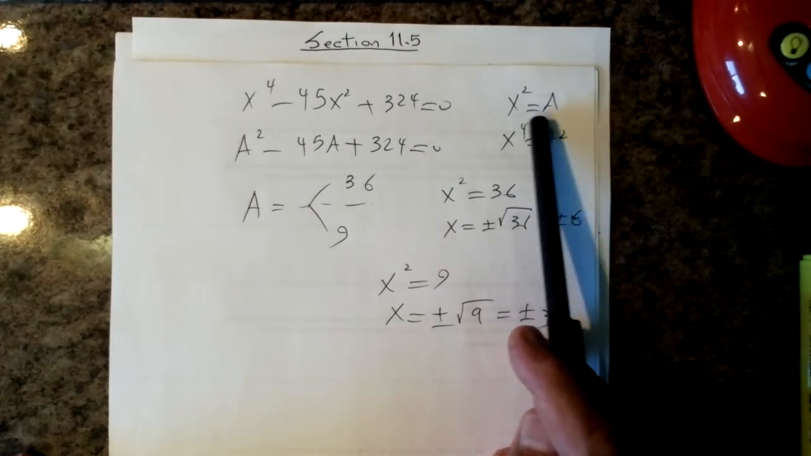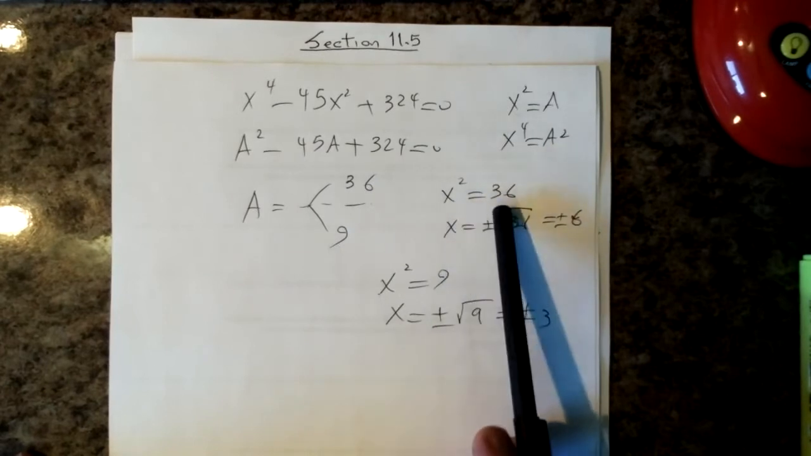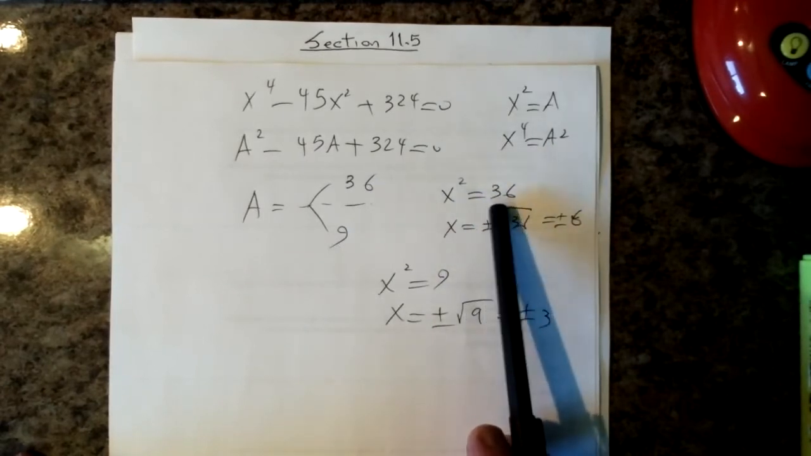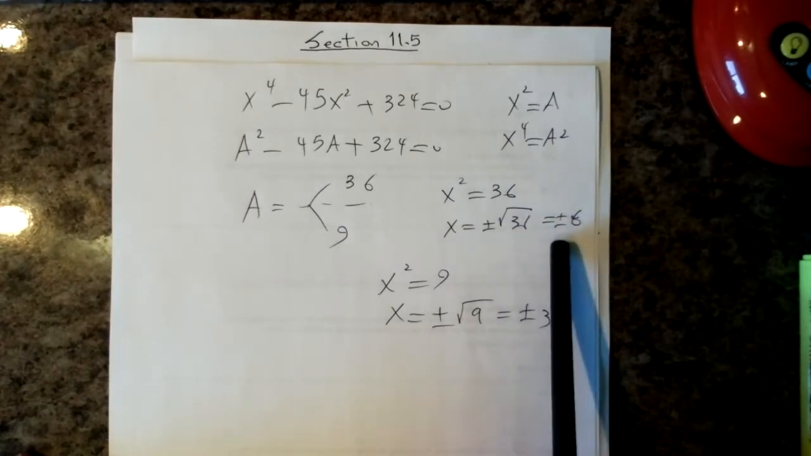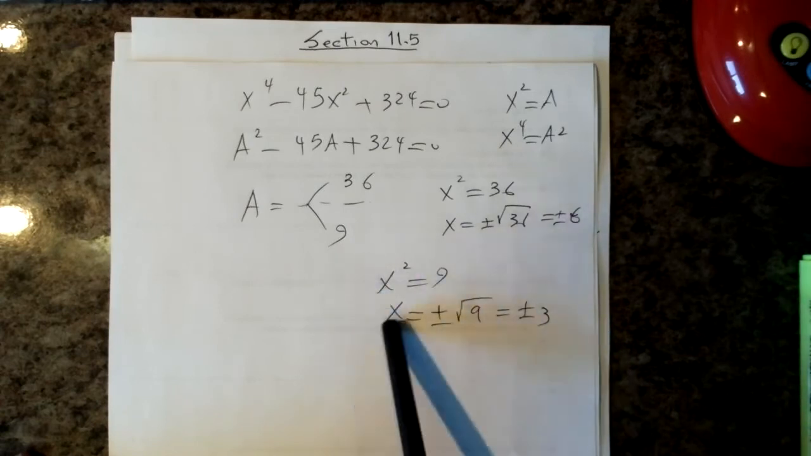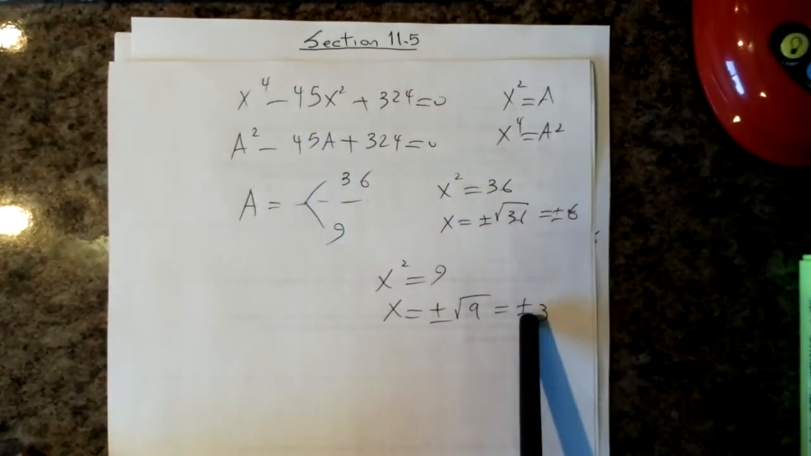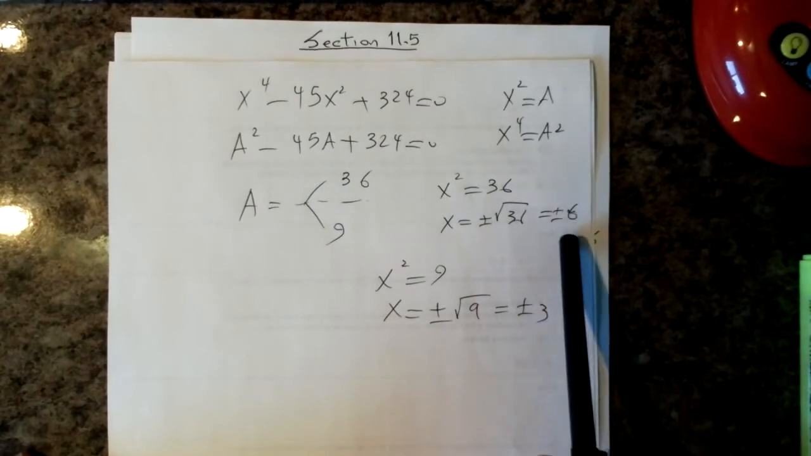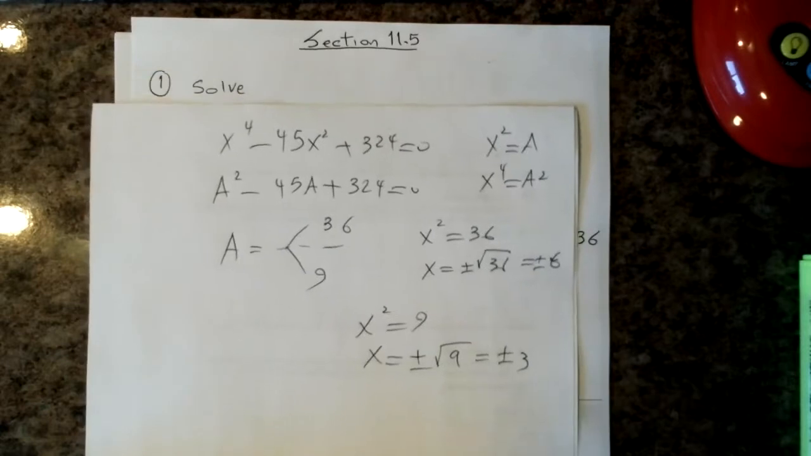When you find the a, then you return to your assumption. a was equal to x². a is 36 means x² is 36. So when x² is 36, x is plus or minus the square root of 36, which is plus or minus 6. And the same thing for 9. So you notice here, because the power is 4, you end up having 4 answers: positive and negative 6, and positive and negative 3.